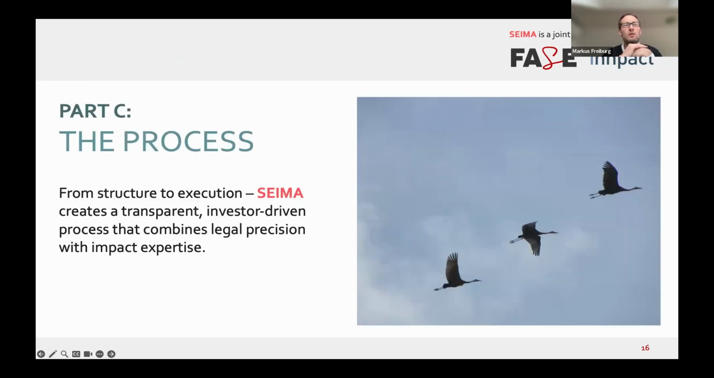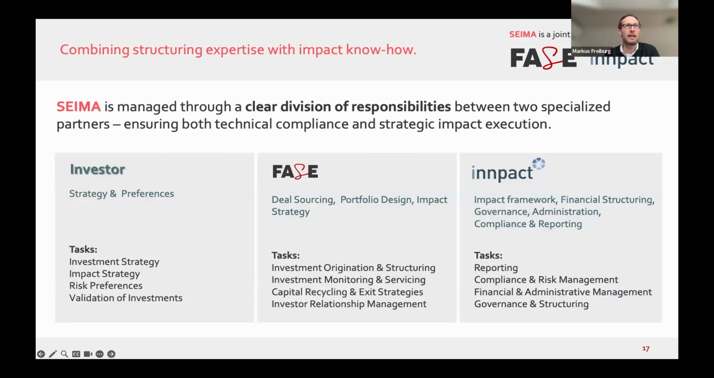And after this initial overview of the potential portfolio strategies, I also want to share a bit on the process and how the cooperation would look like. Because if you look from structure to execution, it's in the end a joint venture between three important actors that also have clear responsibilities. So on the one hand side, it's the investor that sets the strategy and the preferences for the compartment. So it defines investment strategy, impact strategy, also sets the risk and return preferences, and then also needs to validate the investments over the course of the process.